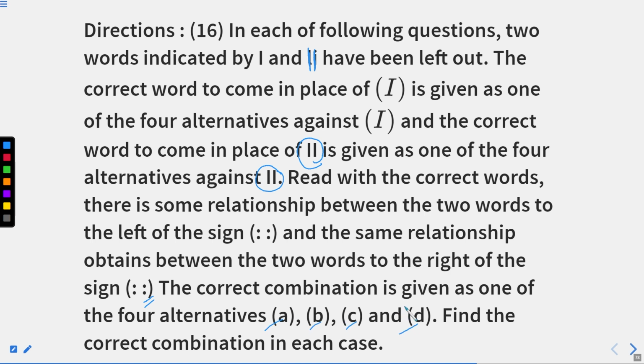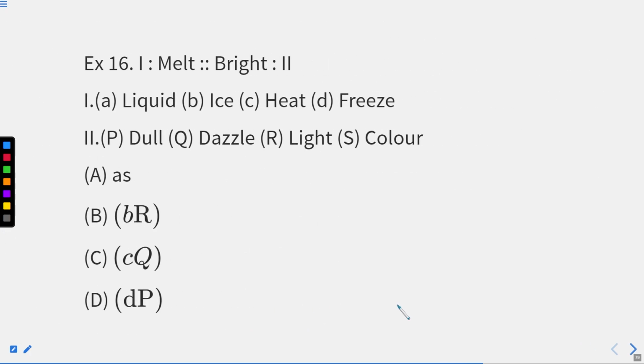In this question we are going to have 2 missing values, and we have to find them. Here is the question in front of you. This is first, this is a blank, this is also a blank. Something which melts, something which brightens. Here you can say liquid melts? No, liquid is already melted. Ice melts, okay, it can melt. Heat, never. Freeze, melt. You can see we are getting 2 relations. Either it will be ice that melts, or it will be freeze, which is the opposite of melt.